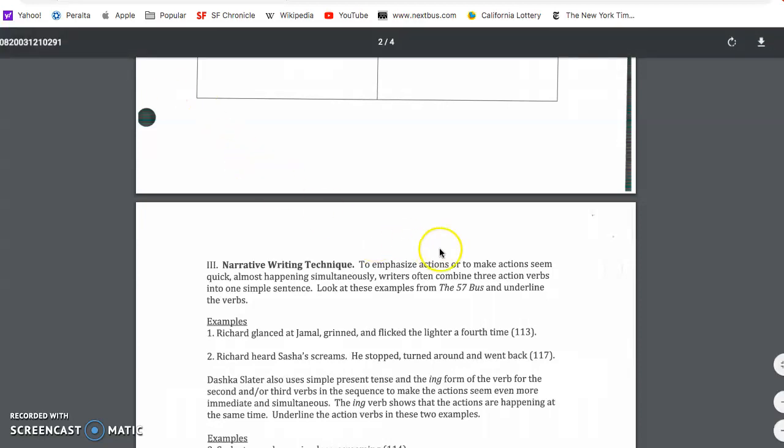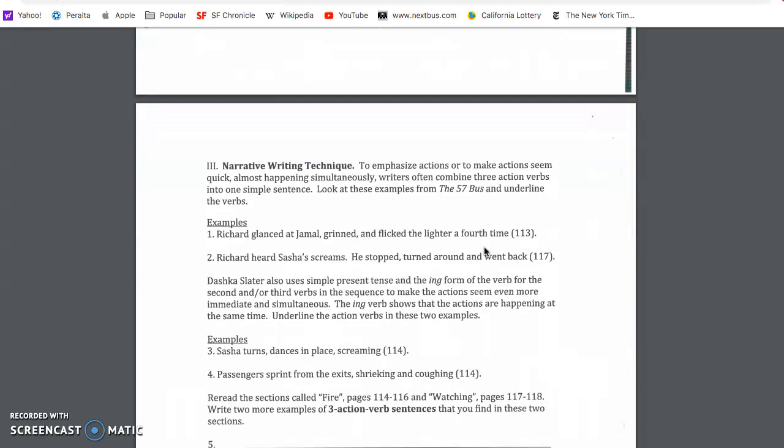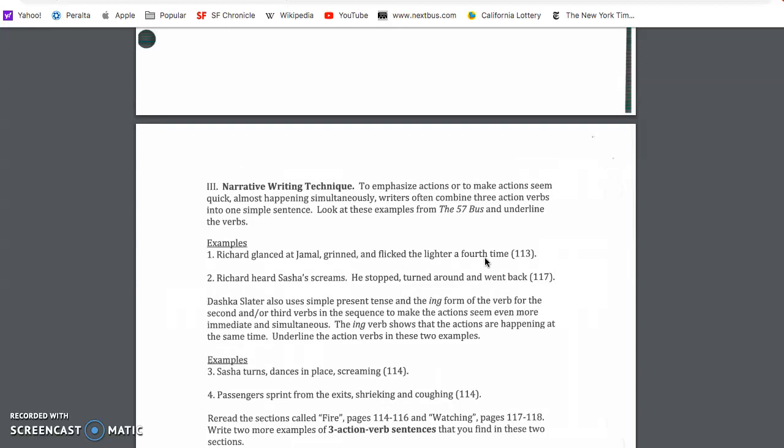So I want to talk about a narrative writing technique that I call a three action verb sequence. In the section of the book that we're using right now, Dashka Slater is describing the crime that happened when Richard set Sasha's skirt on fire on the 57 bus. She uses a lot of three action verb sentences in this part of the book, and I wanted to show you some of the things that she uses.